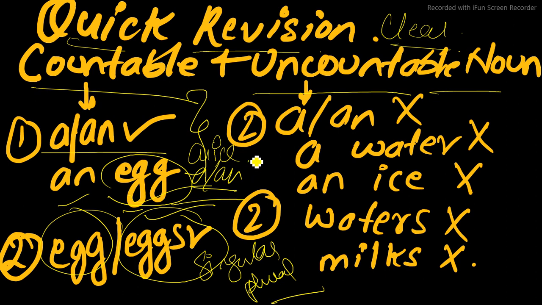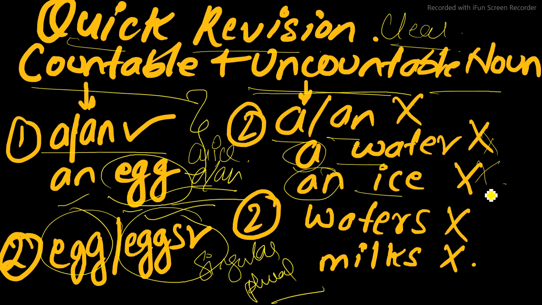It was simple. But the cautiousness arises when we discuss the uncountable noun, because we are not supposed to use a or an before the uncountable noun. I cannot write a water, I cannot write an ice. So these things are technically wrong. The second thing we discussed is that we do not have a plural form of the uncountable noun. It is wrong to write waters, it is wrong to write milks. I hope this was clear, right? So that's what we discussed yesterday.